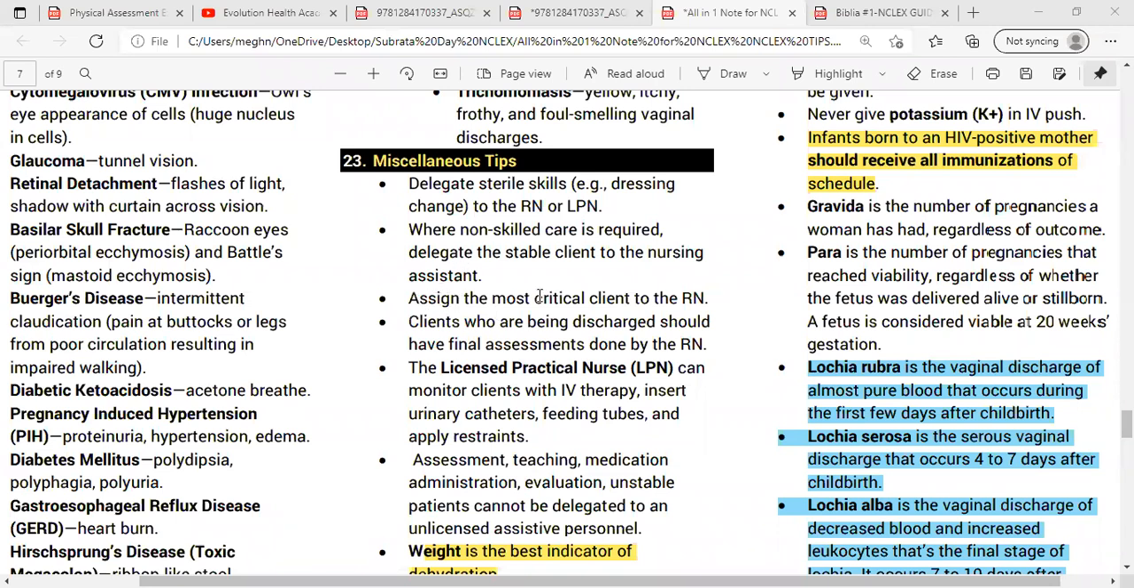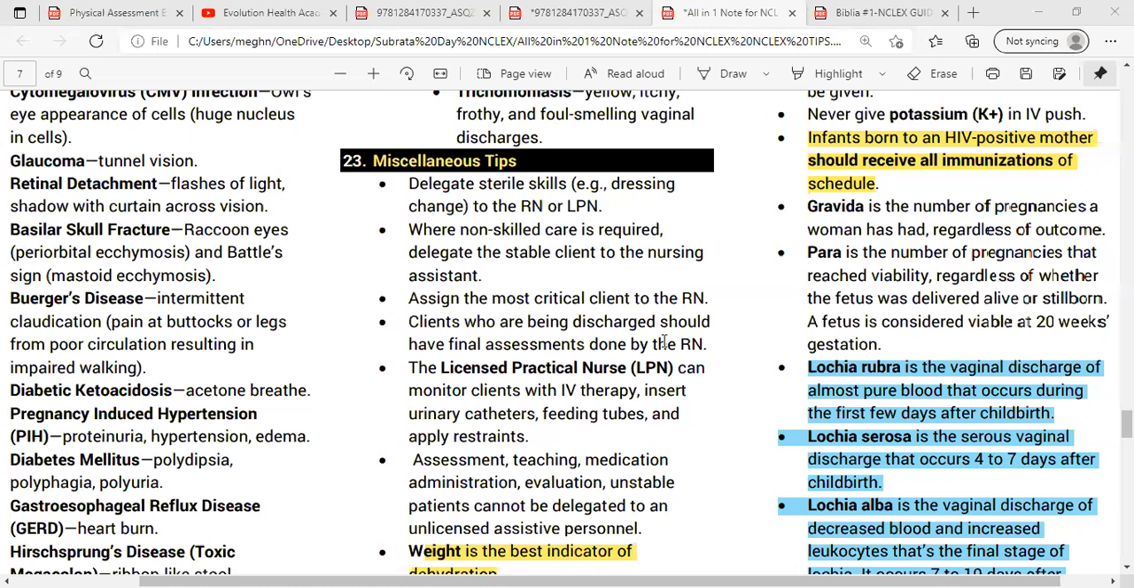So assign the most critical client to the RN, right? So when assigning clients, determine the plan of care for the most critical and unstable client. Always delegate that to the RN. So again, let me read it. The client who is being discharged should have the final assessment done by the RN.